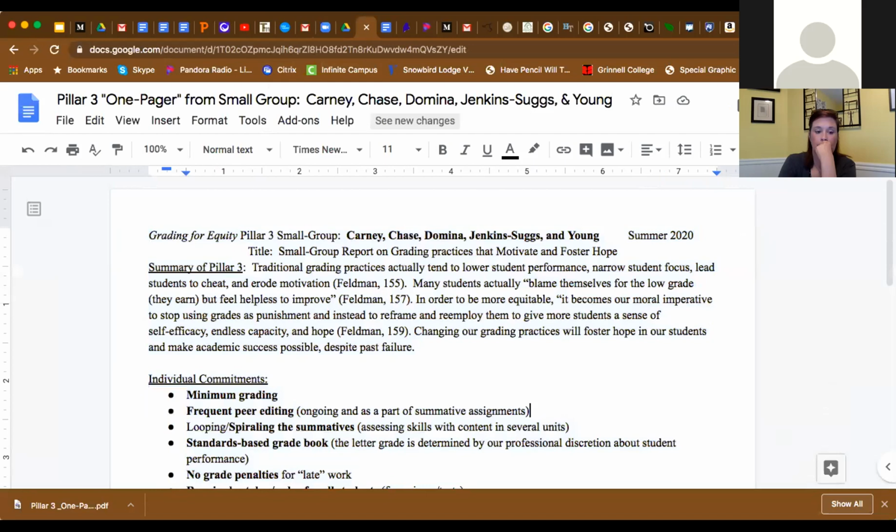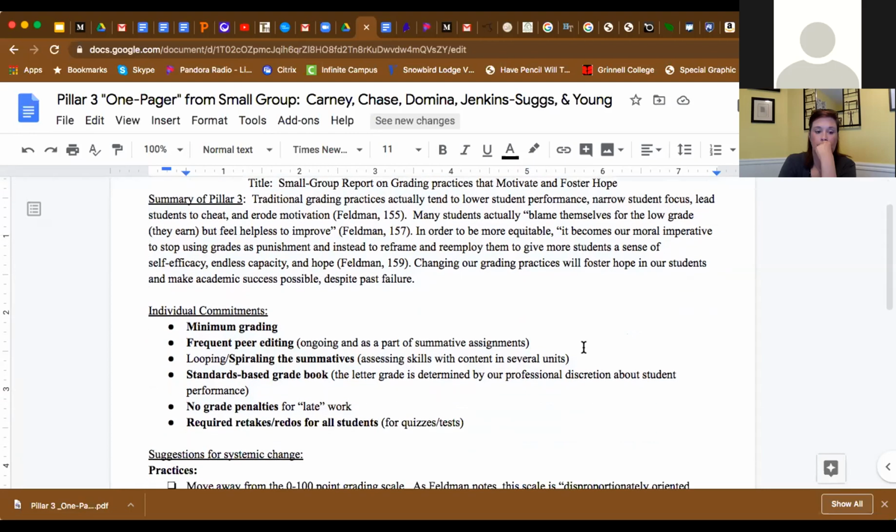So our group was made up of people with varying degrees of experience, which I think was a really great strength. And we focused on much of what the other groups have said as far as really to move to being more equitable. I really appreciated the quote from Feldman, it becomes our moral imperative to stop using grades as punishment and instead to reframe or reemploy them to give more students a sense of self-efficacy, endless capacity, and hope. I think that is the nugget that we all sort of cling to.